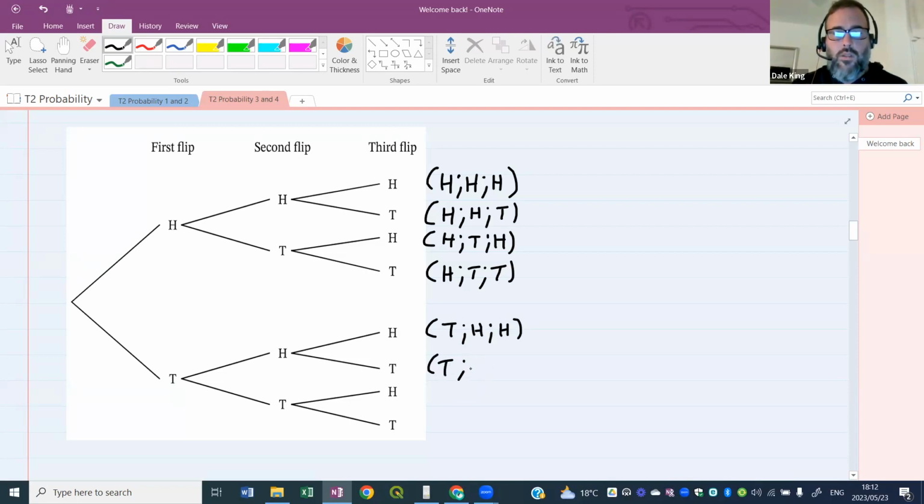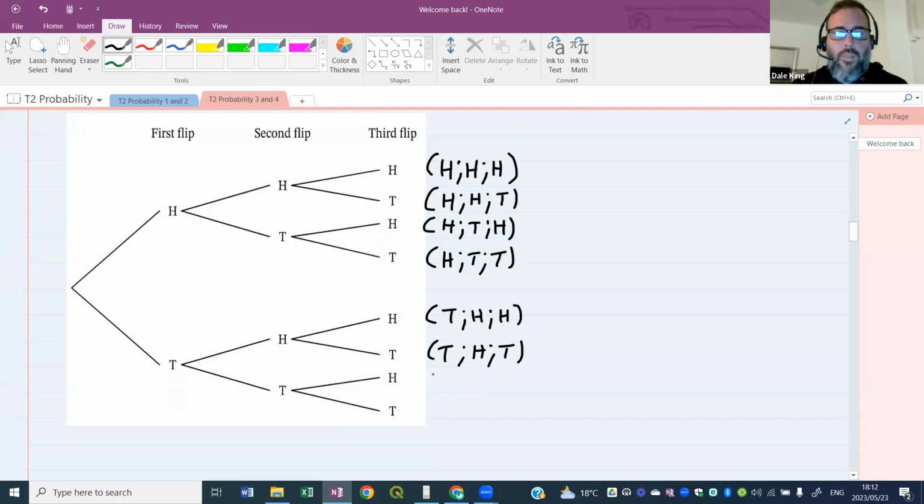Let's try to do that a bit neater. Sure, my handwriting's bad. And then tails, tails, heads. And finally, tails, tails, tails. Okay, so when you draw a tree diagram, you need to complete it by writing out in brackets the notation for all the different possibilities.